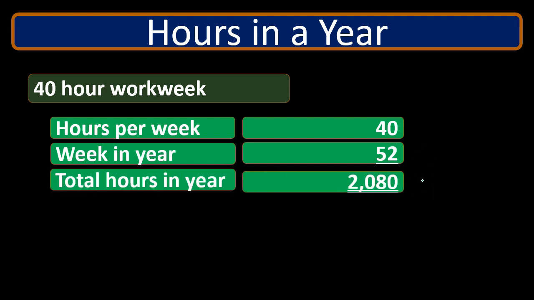So calculations like this can be useful. Also note, of course, that if the agreement had something other than a 40-hour work week, then we would just take whatever hours were being given. So if it's a 32-hour work week, we'd take the 32 times the 52 weeks, and we get the total hours in a year.